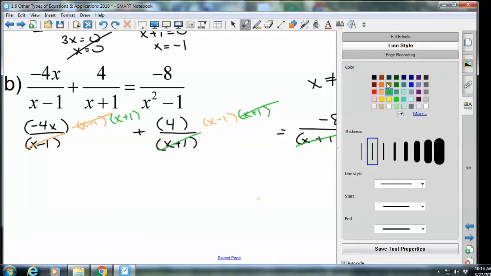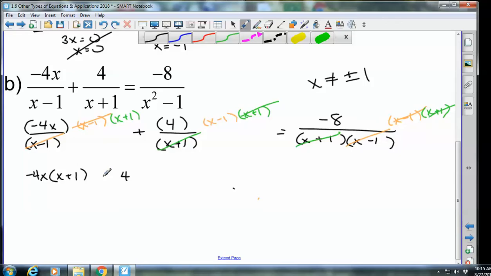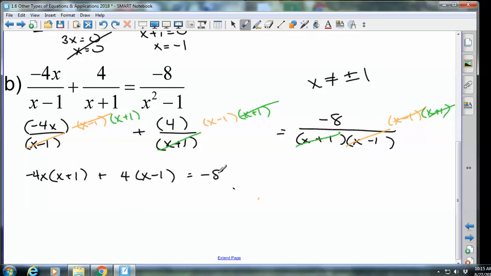My fractions are all gone now. So what I am left with is negative 4x times the x plus 1, plus 4 times the x minus 1, and negative 8 all by itself. So that gives me negative 4x squared minus 4x plus 4x minus 4 equals negative 8. And those would drop.